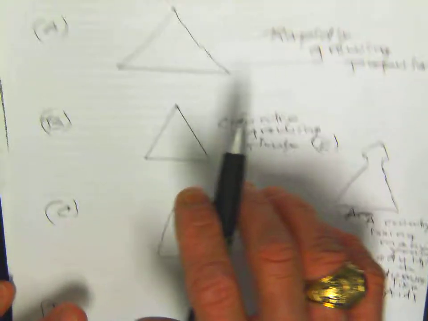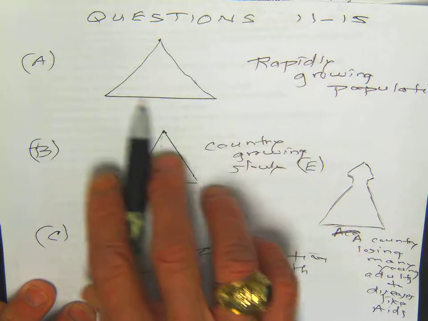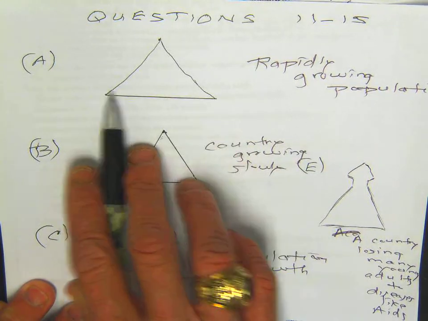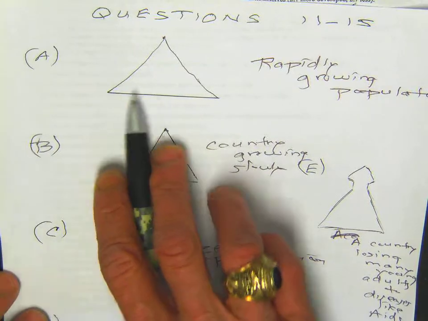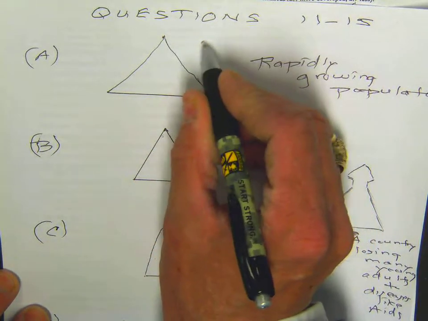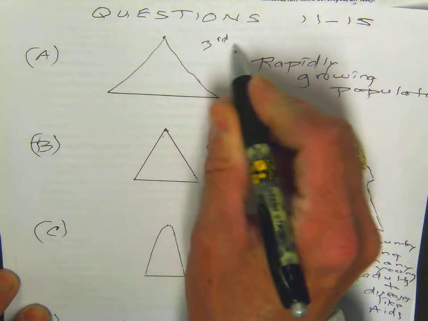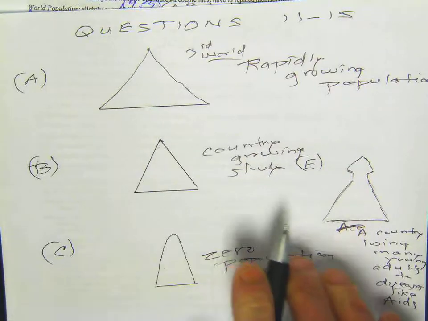A here is an example of a rapidly growing population because the base is very broad. See how wide this base is? There's a lot of babies being born, but if you look at it, they're dying off pretty quickly. So this might be a third world country. All right. This is one.